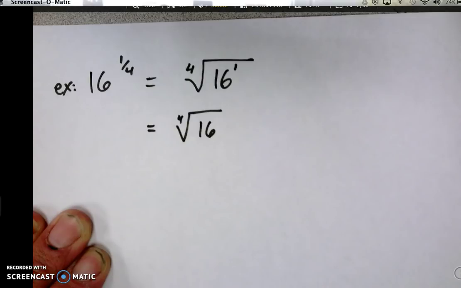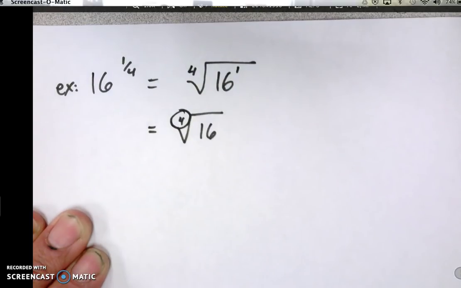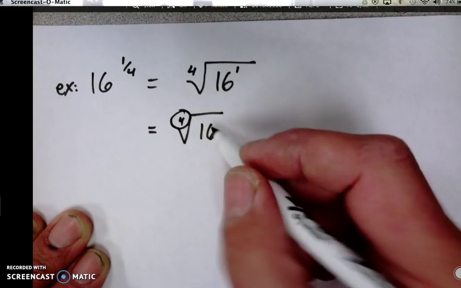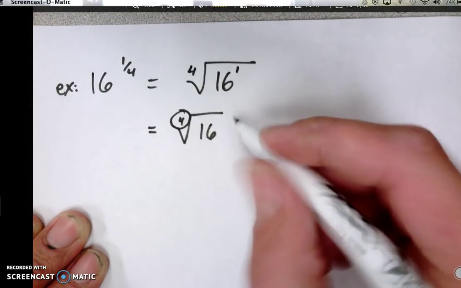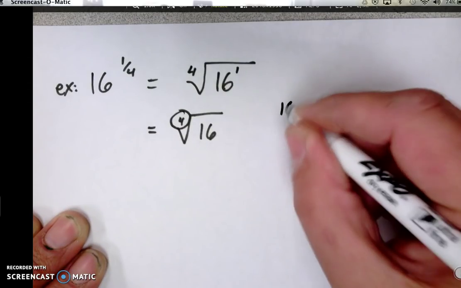Now, this is going to require us to sort of rewrite things here. We're looking for something of the fourth power. That's what this index means. It's not a square root, it's a fourth root. So we need 16 to be a multiple of something to the fourth power.